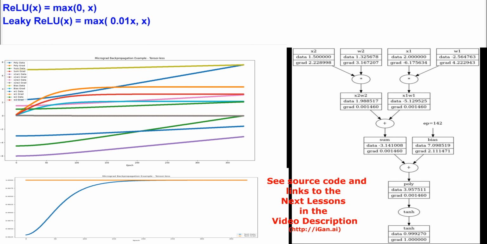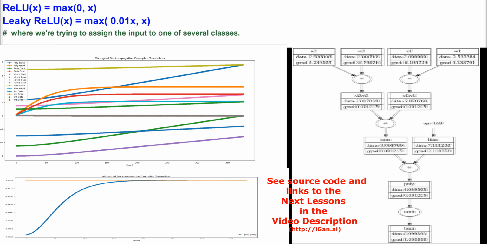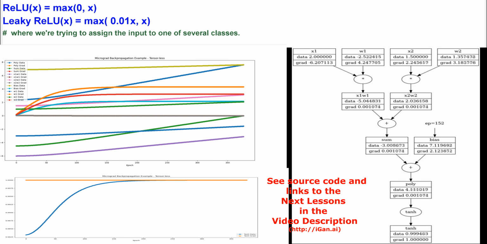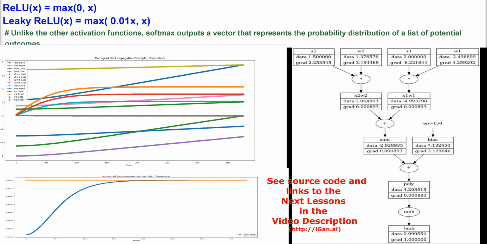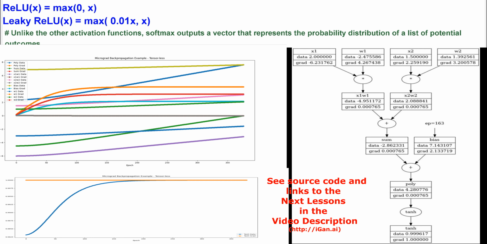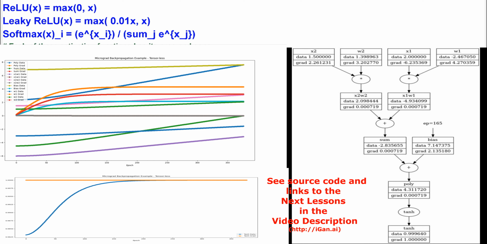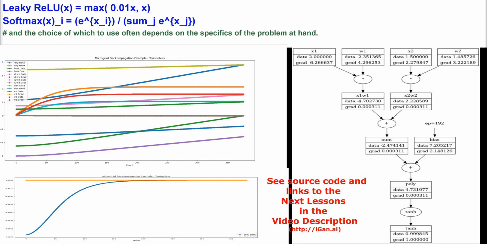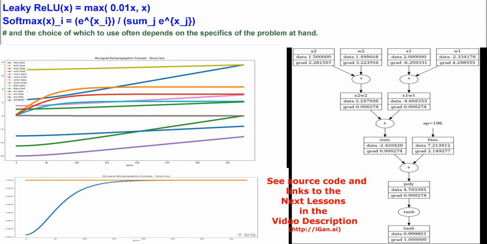The softmax function is often used in the output layer of a classifier, where we are trying to assign the input to one of several classes. Unlike the other activation functions, softmax outputs a vector that represents the probability distribution of a list of potential outcomes. Each of these activation functions has its pros and cons, and the choice of which to use often depends on the specifics of the problem at hand.